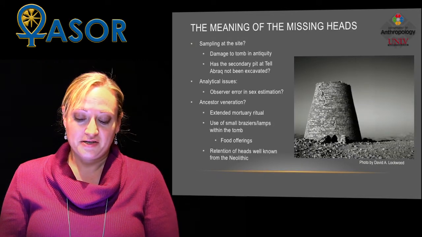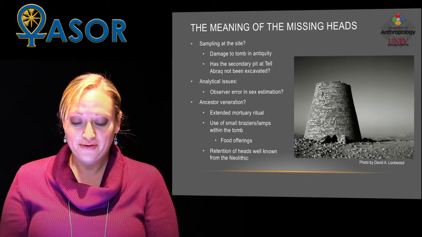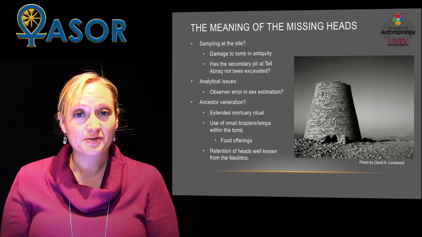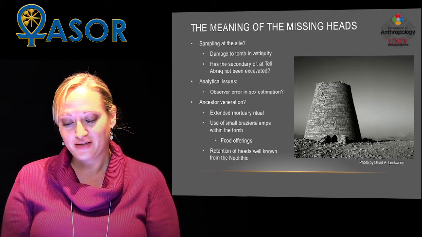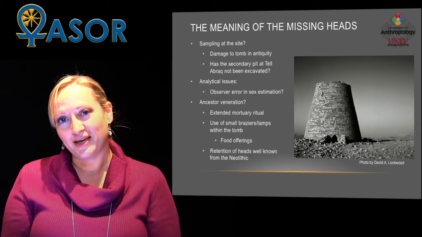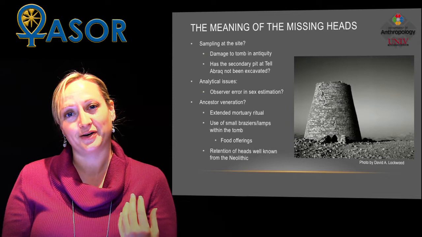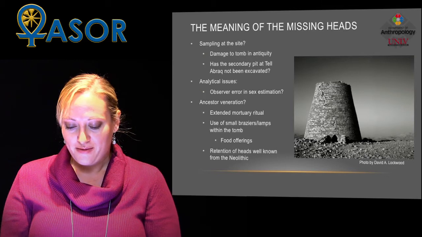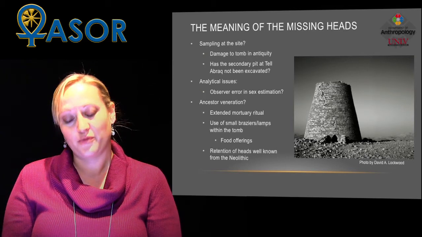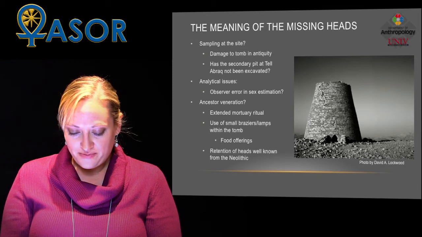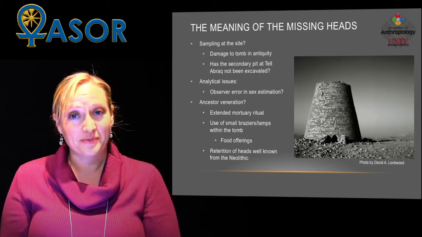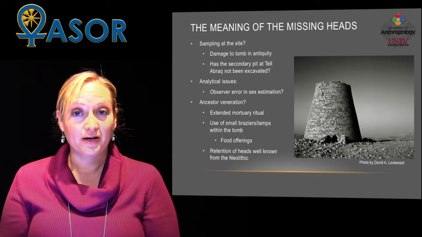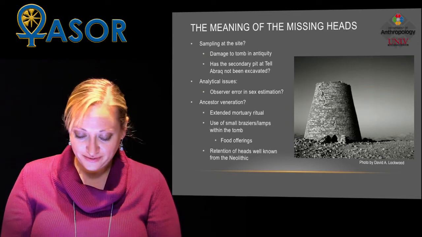The underrepresentation of male crania is an interesting pattern if, in fact, it is a real occurrence. There are several possibilities for this pattern. First, it could be a result of sampling strategy. There's a large area of damage to the tomb wall where it could be that if the crania had been actually recovered from this area, the sex ratios would appear to be far more normal for the cranium. Second, there could be a secondary deposition pit at Tell Abraq that has not yet been excavated. If this is the case, then those male crania could be in there. There are also some analytical issues with inter-observer error and sex estimation, which could be at play here.